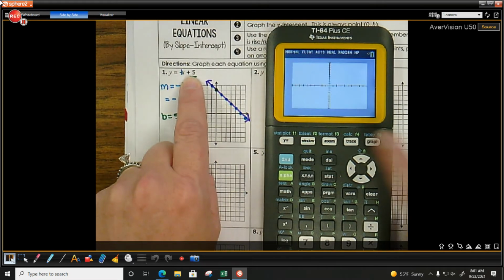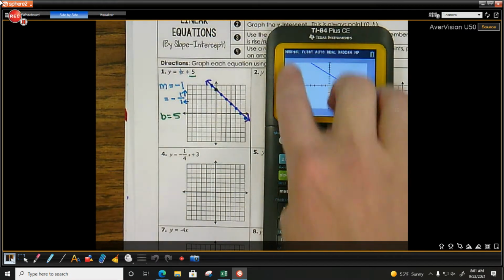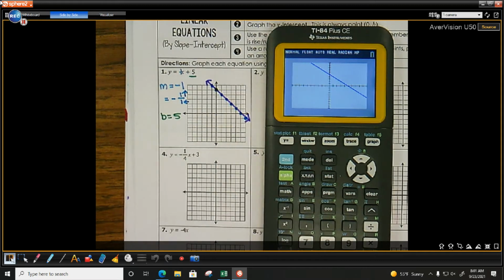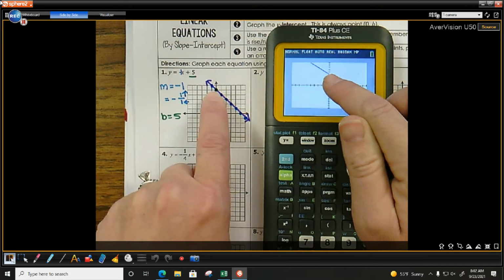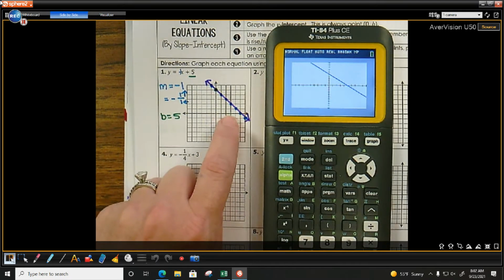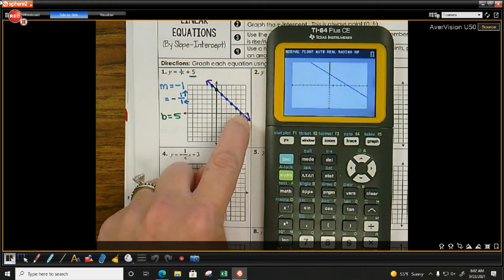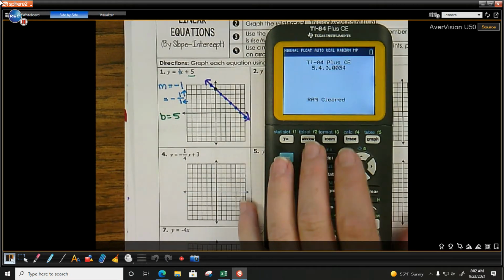And hit graph. Do these graphs look the same? Yeah. Again, they don't look identical. This is a rectangle, this is a square, but they look really similar. And look, you can even count the hash marks: 1, 2, 3, 4, 5. Does this hit the y-axis at 5? Yes, and it hits the x-axis at 5. Does mine hit it at 5? Yeah, so I graphed it correctly. So guys, you can check these. What do we do to clear it out again? Second, plus, 7, 1, 2. Very good.